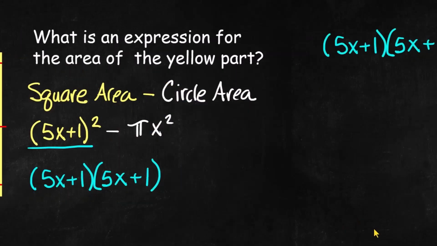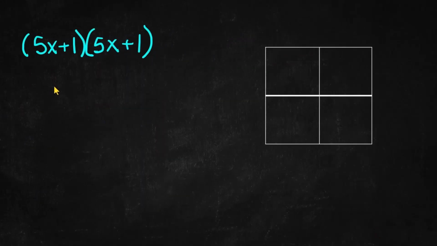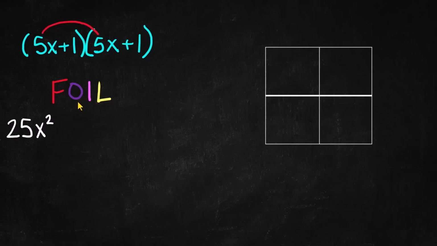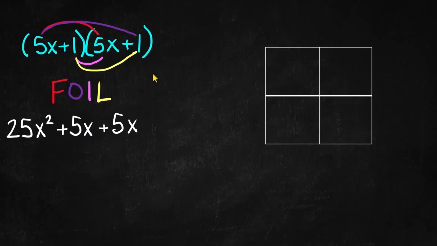I'm going to take out another screen here. I taught it two different ways. There's FOIL, which is kind of like a fancy distributive property. F stands for first, so we take the first terms times each other. 5x times 5x is going to be 25x squared. O stands for outer. That would be this 5x times the 1. They're on the outside, so 5x times 1 is 5x. Inner, 1 times 5x is also 5x. And last would be the 1 times the 1, which is 1.